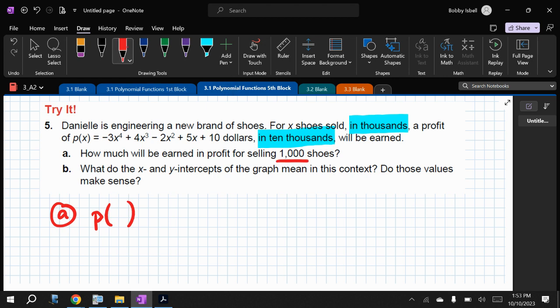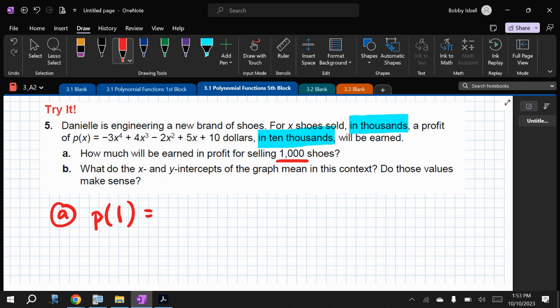For 1,000 shoes sold, how many X's is that? 1. It's only 1. So we're trying to find out what P of 1 is. Even though they said 1,000 up here in the problem, this is the trickery: they put in that X is represented in thousands. So we're going to find out what P of 1 is.